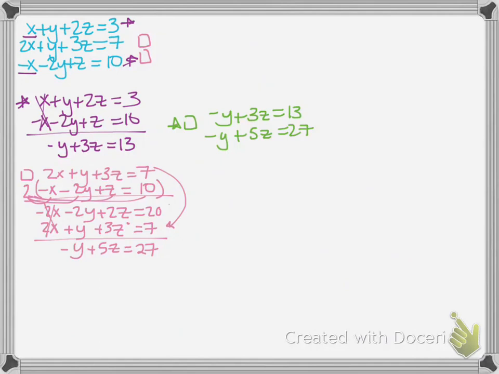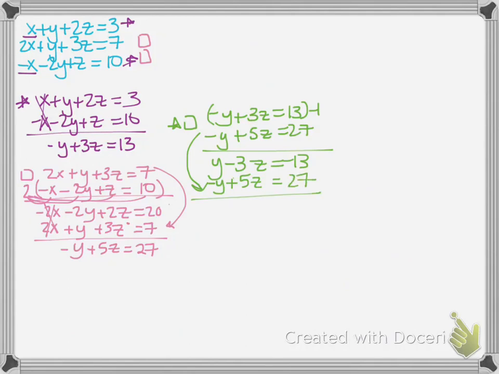If I want to eliminate my y's, I need one positive, one negative, so we're going to multiply this one by negative 1. So it becomes y minus 3z is equal to negative 13. I'm going to drop my untouched equation right underneath it. So my y's cancel. This becomes positive 2z equals 14, so when I divide by 2, I get z is equal to 7.